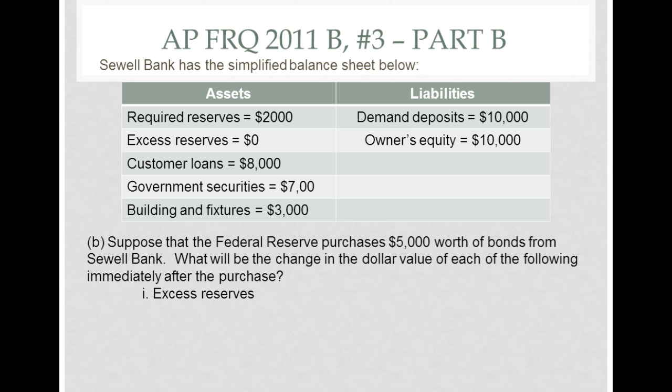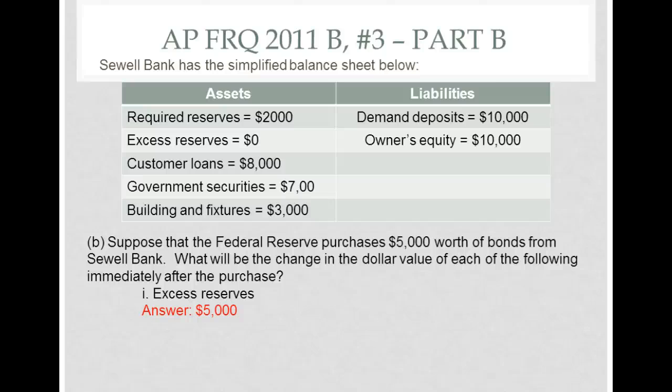First question asks, what's going to happen to the excess reserves? Well, what is the Fed going to give Sewell Bank in exchange for all those bonds? It's going to give it cash, regular old cash. All of that cash now ends up here as an asset to the bank. It's just $5,000 in cash. And what do we call $5,000 in cash that's not being loaned out, not being sold in bonds, and not being put into buildings? It's called excess reserve. So the answer is simply $5,000.